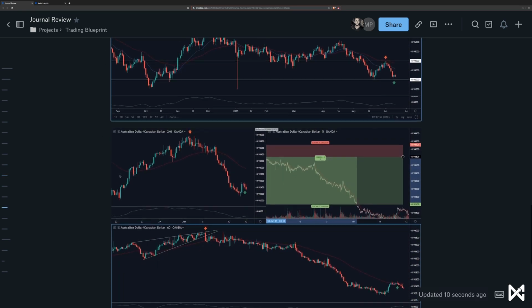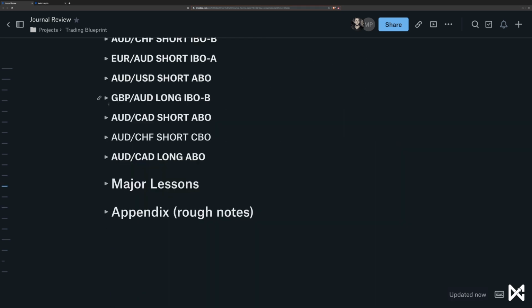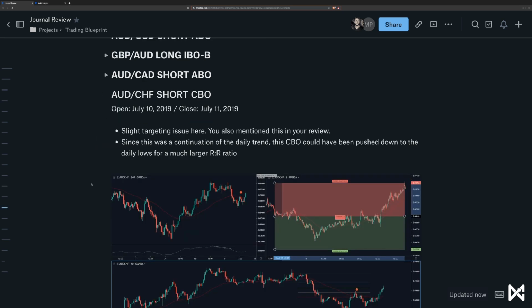Is there anything else to say about this setup? Nothing else to mention. All right, so that is it for Azie CAD. We're finishing off here. 2 more, Azie Swiss, short CBO.